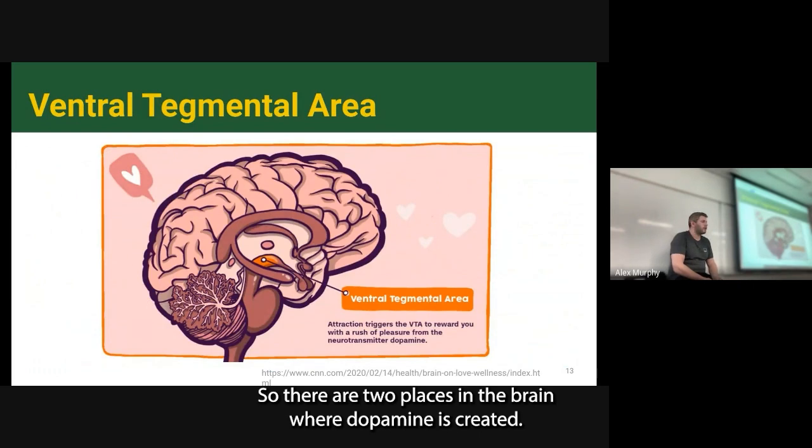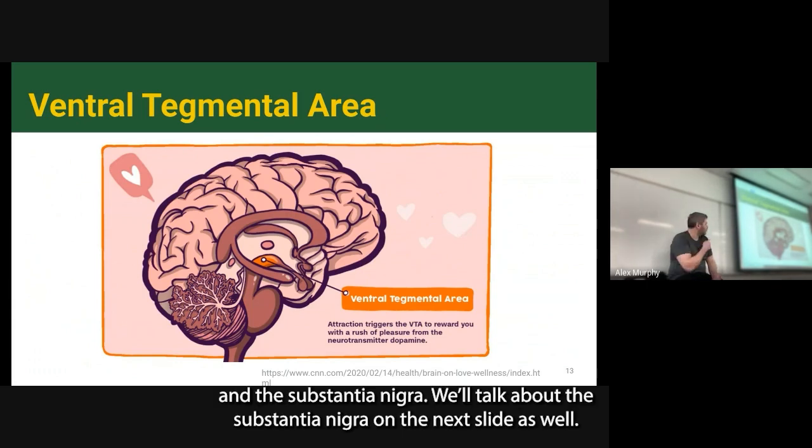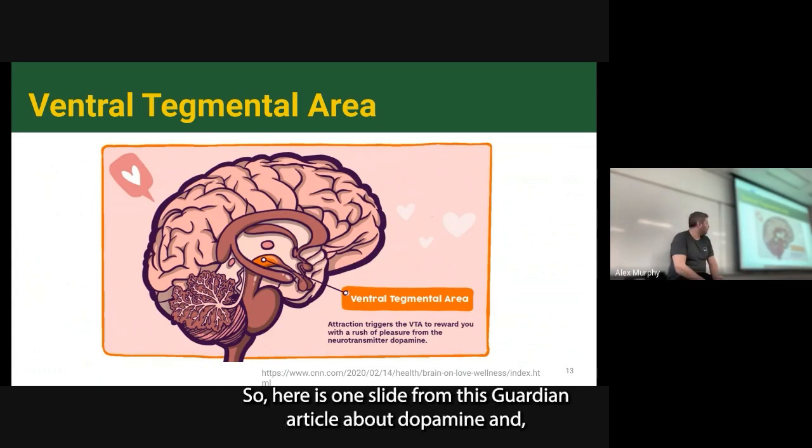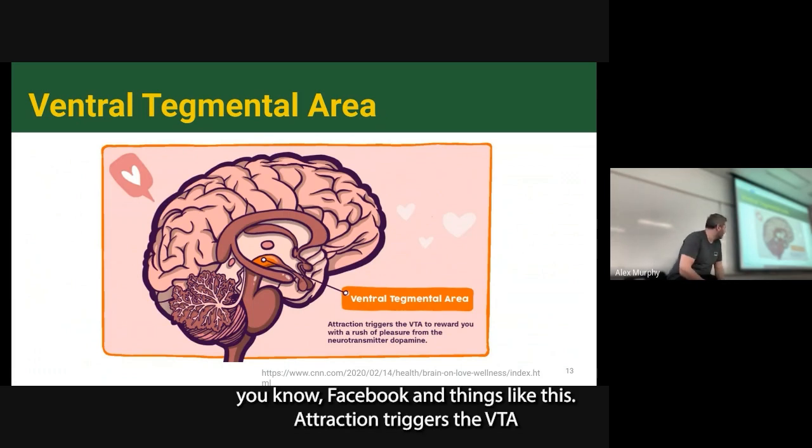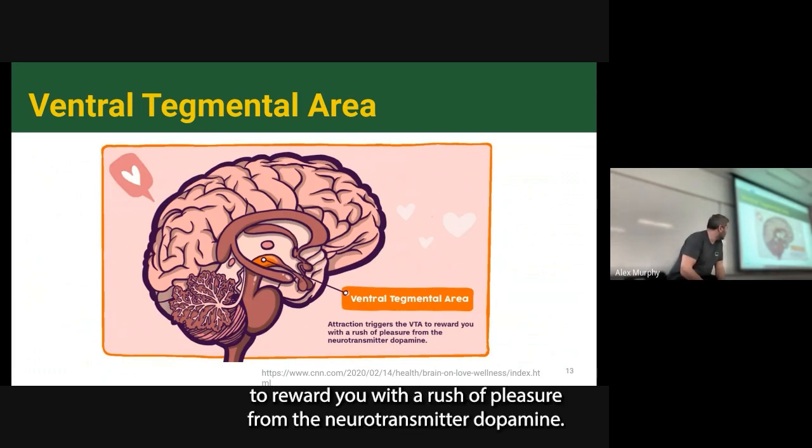So there are two places in the brain where dopamine is created. Two main places anyway: the ventral tegmental area and the substantia nigra. We'll talk about the substantia nigra on the next slide as well. So here's one slide from this Guardian article about dopamine and Facebook and all things like this. The attraction triggers the VTA to reward the rush of pleasure from the neurotransmitter dopamine.